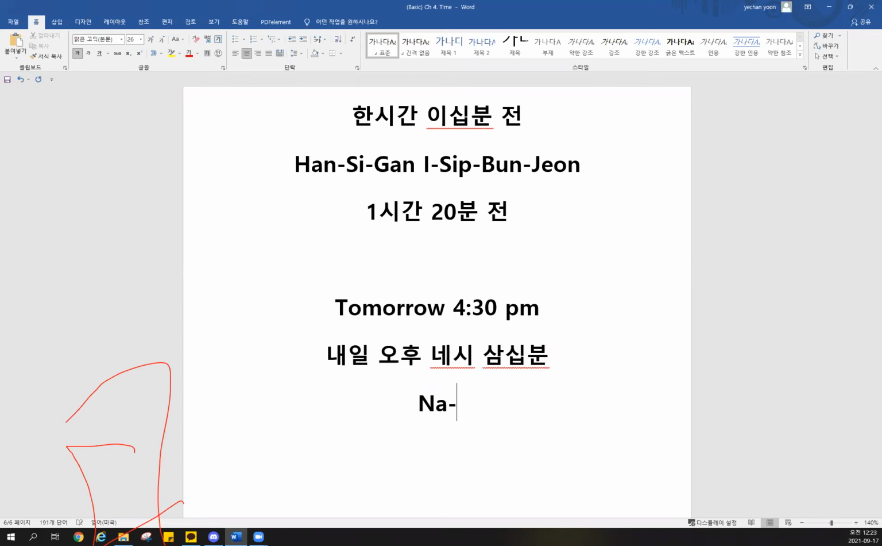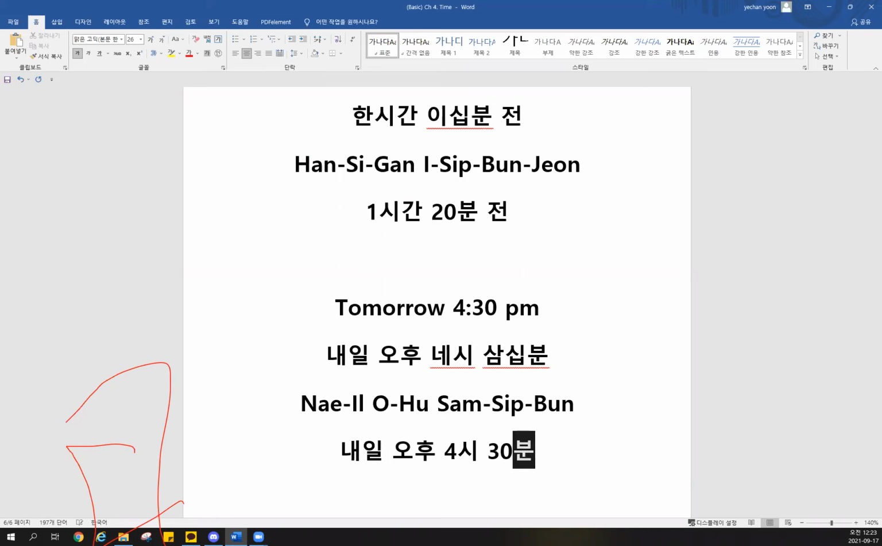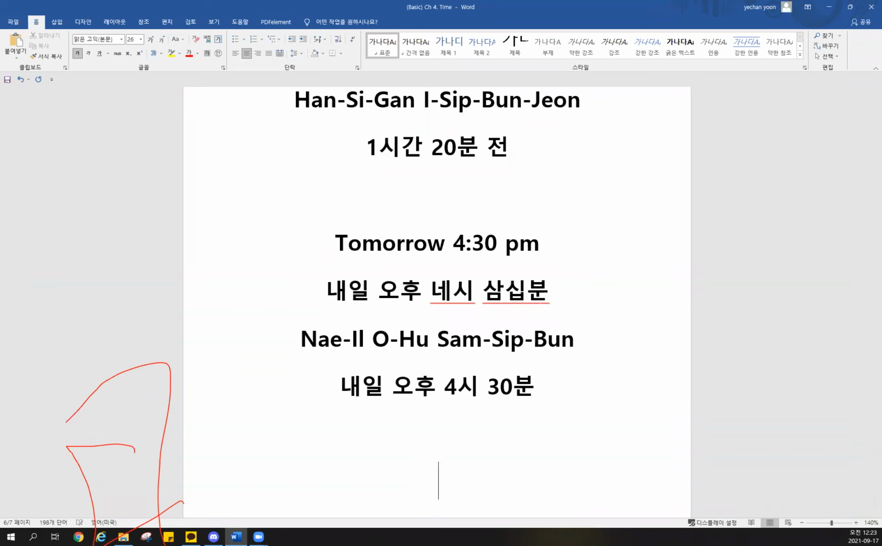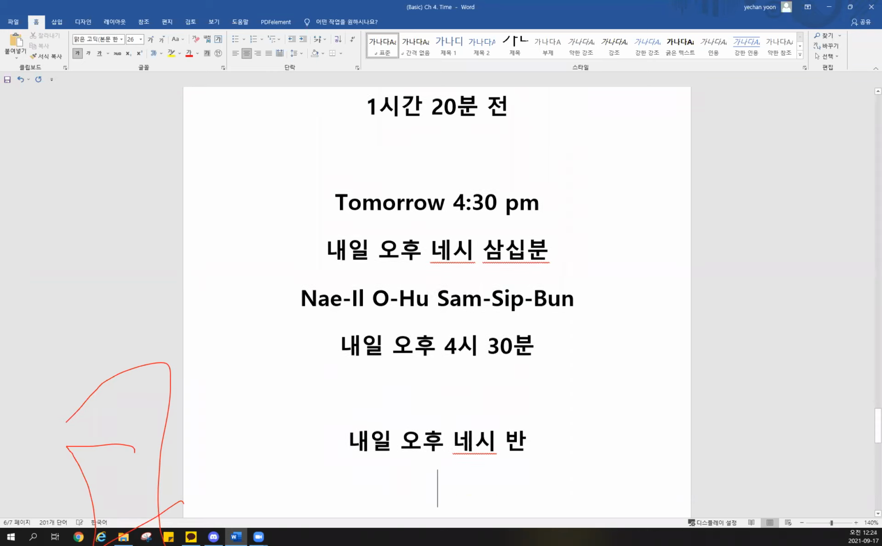Okay, 내일 오후 4시 30분. Okay, this is how you write it down. But as I mentioned before, we have two different versions for the 30분, don't we? So how can we use another word? Can you give me some advice on that one? We have another word to express 30 minutes. What was it? Correct, 반. 4시 반. Correct.